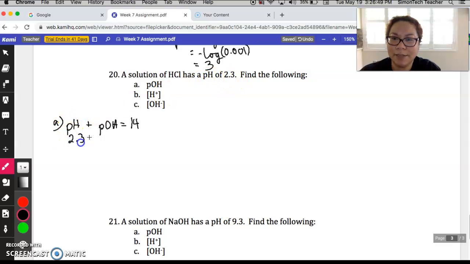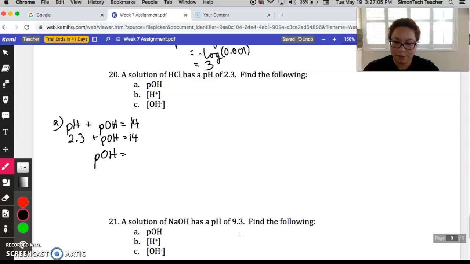So you just plug that in, 2.3 plus pOH equals 14, and pOH will be 14 minus 2.3. Let me get my calculator so it'll be quicker. 14 minus 2.3 is 11.7. Let me write it out so that you know what I'm talking about. 14 minus 2.3, the pOH is 11.7. And that is your answer for A.